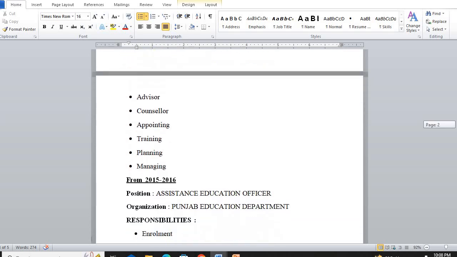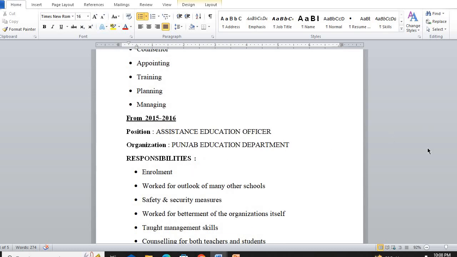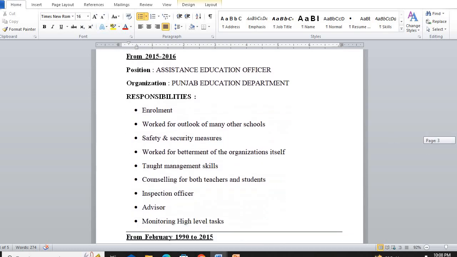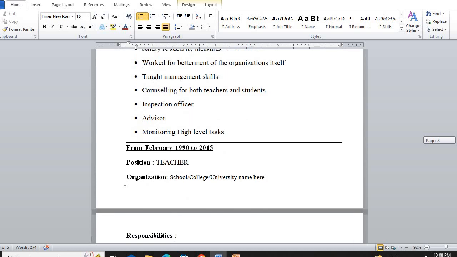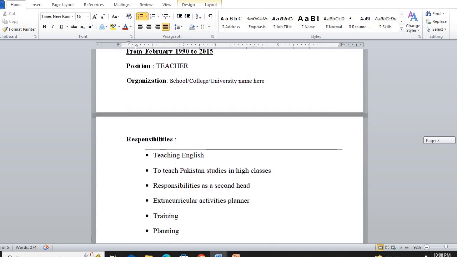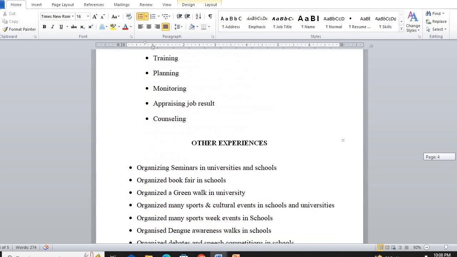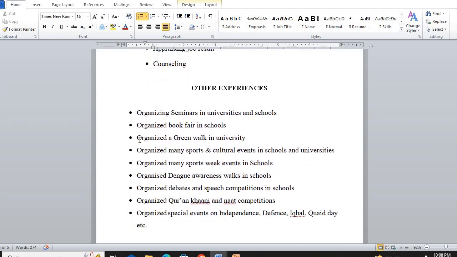And in the same manner, just like going backwards, now the year from 2015 to 16. Then from 1990 to 2015 means the same organization for so long. Here you're going to write the name of that school or college. And then again responsibilities. What were you doing there? Then other experiences. Organizing seminars in universities, organize book fair in school, green walk in university and so on.